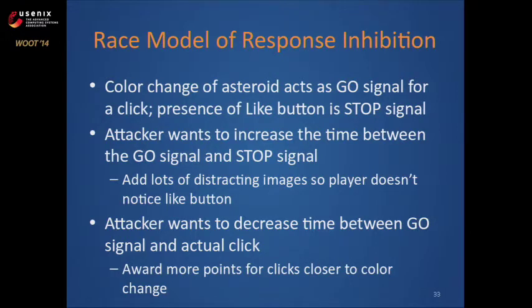So when the asteroid passes under a like button and flashes, this causes a race model in their head. There's a go signal from the red flash and sort of a stop signal from seeing the like button telling them, no, don't click. So as an attacker, what we wanted to do was first slow down the stop signal. And again, we do this by adding a lot of distracting images, so it makes it harder for the player to notice the like button. And that slows down the signal of seeing the like button, telling them not to click. We also want to speed up the go signal. And we do this by awarding more points based on how close to the red flash they click, so that they're really itching to click when it turns red.